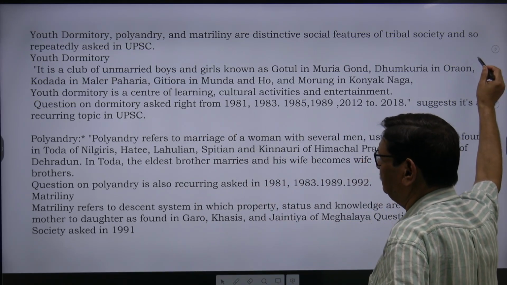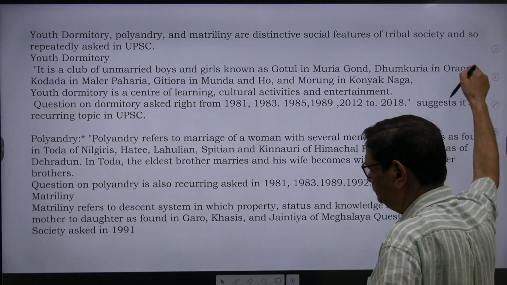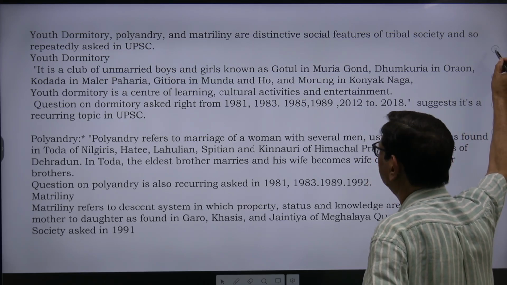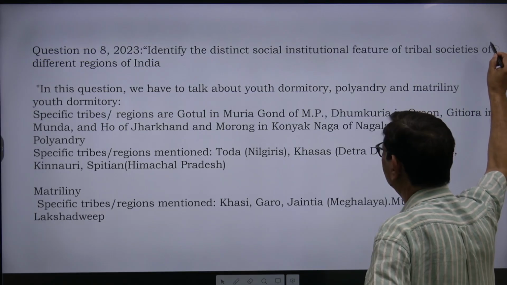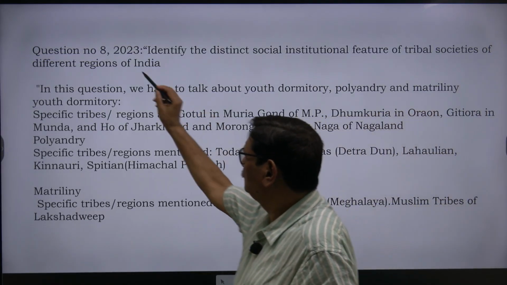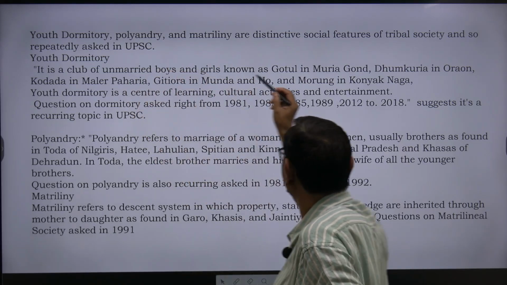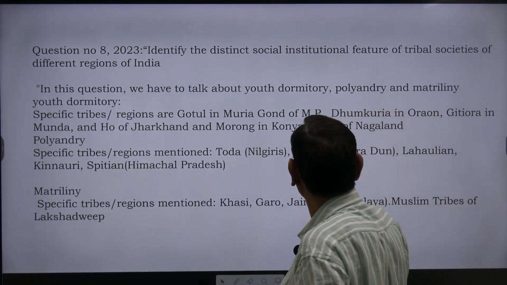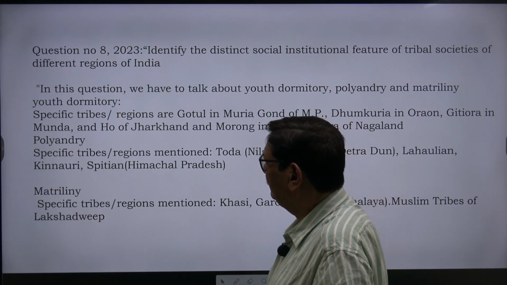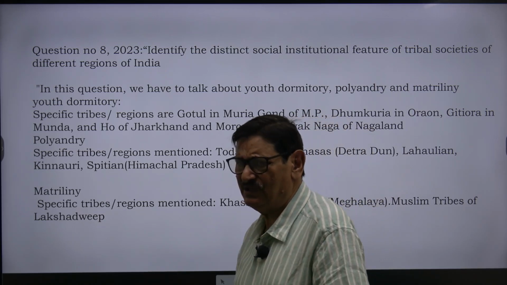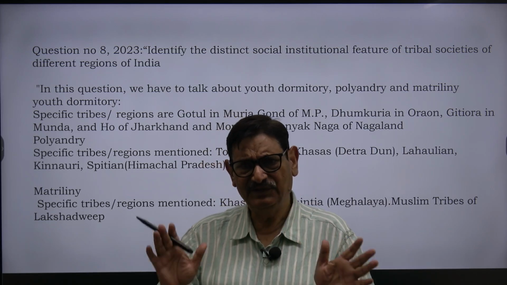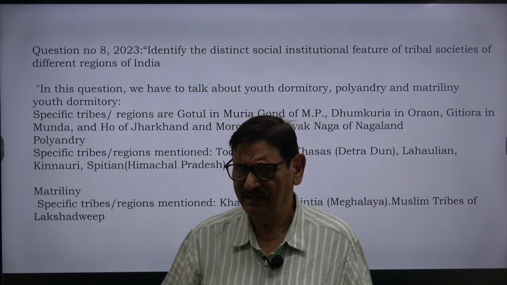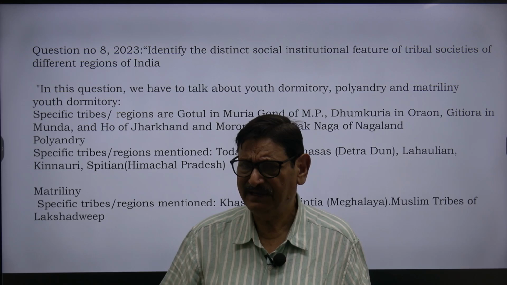Now this question has been asked in another form. Question in 2003 is: identify the distinct social institutional features of tribal society in different regions of India. In this question, the unique social institutions of different regions of India are the three: dormitory, polyandry, and matrilineal.